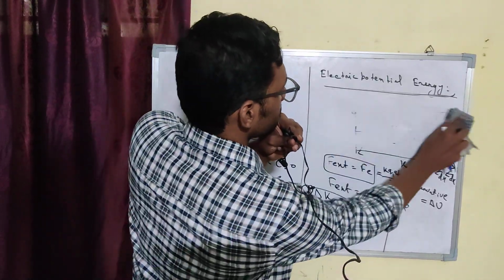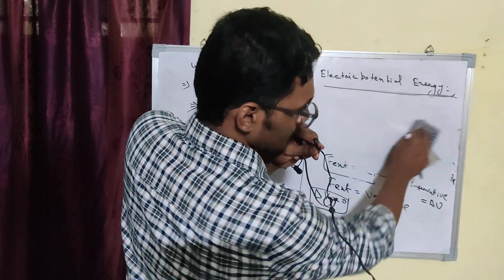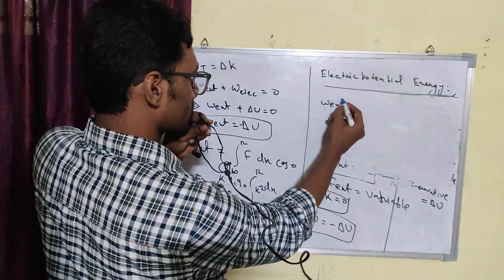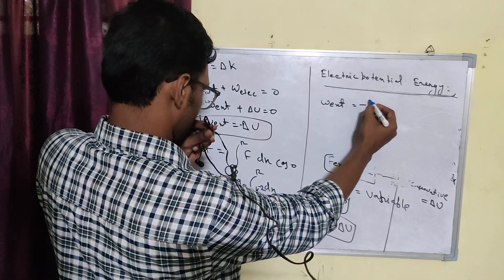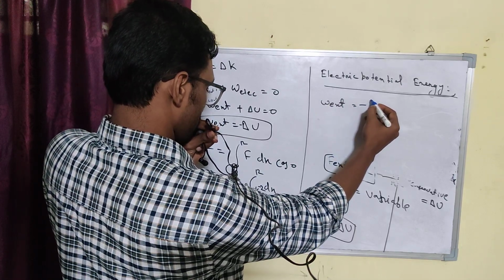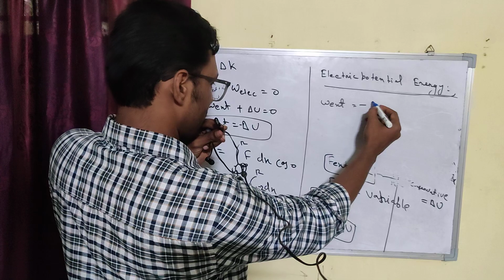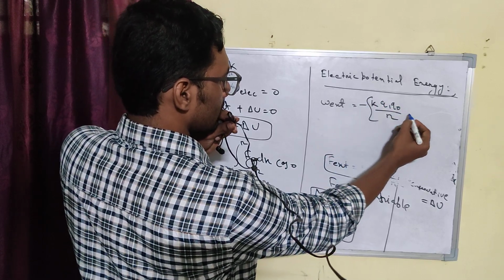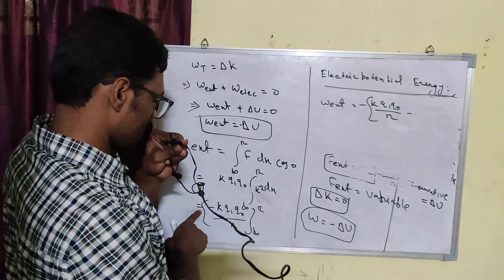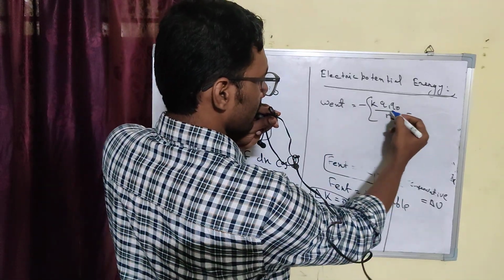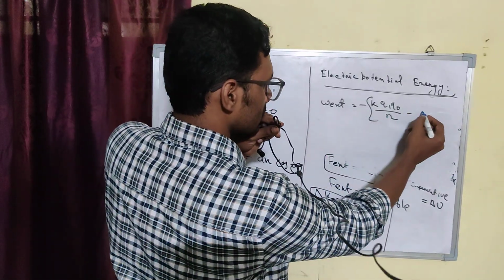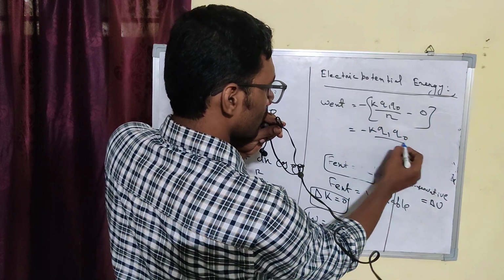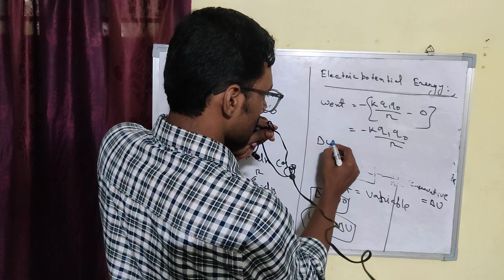And here you can see that this negative sign: F external is equal to minus k q1 q0 by r. This minus is outside. Upper limit minus lower limit, so this is going to be 0. So the work done is k q1 q0 by r. So change in potential energy is equal to minus of work done, that is minus of minus, plus.